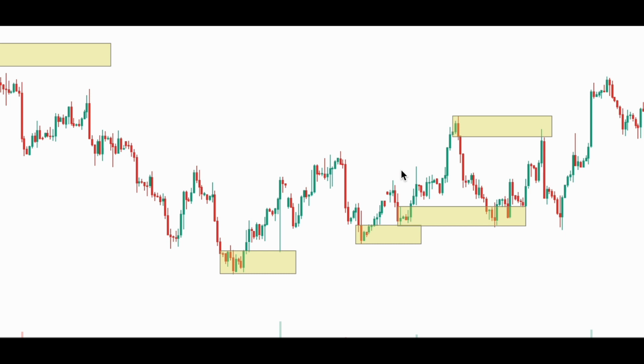So alright, I think that's all for today's video about supply and demand zones. One setup a day will keep me away. Two setups a day is not far away.